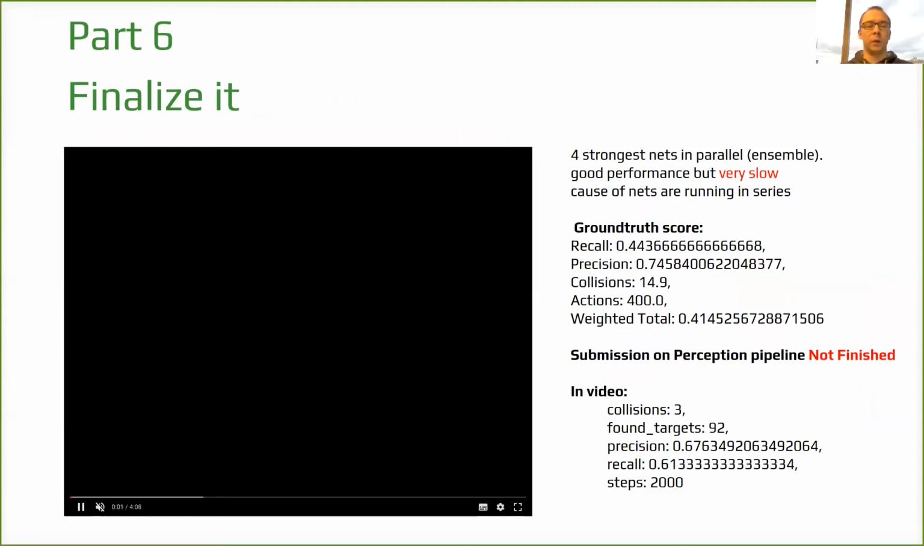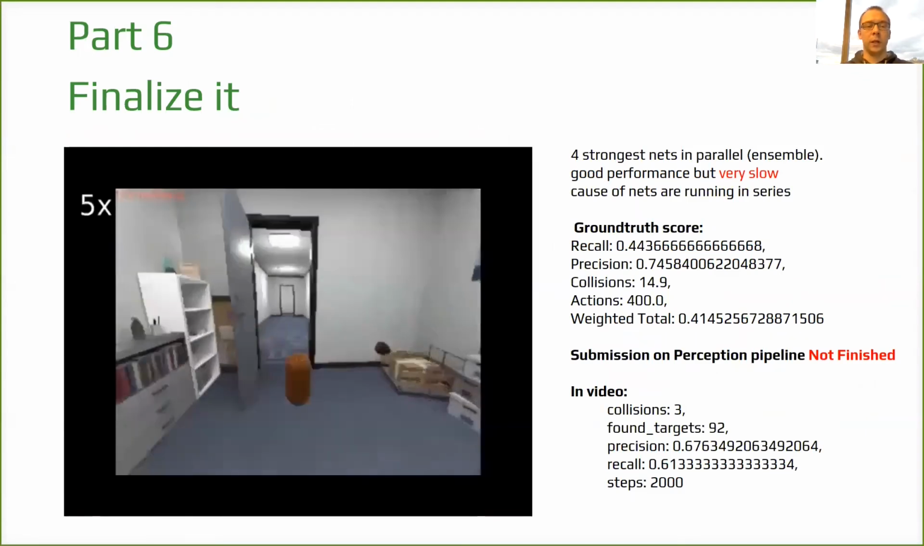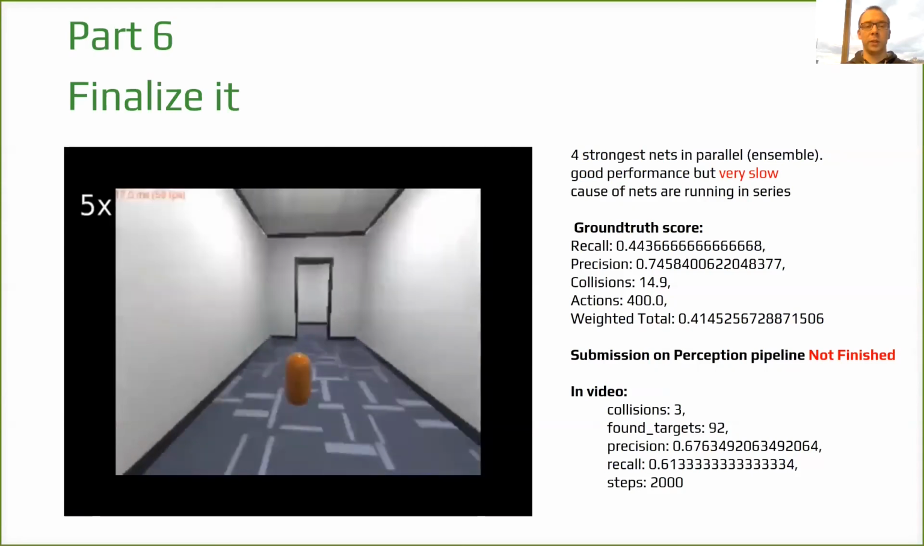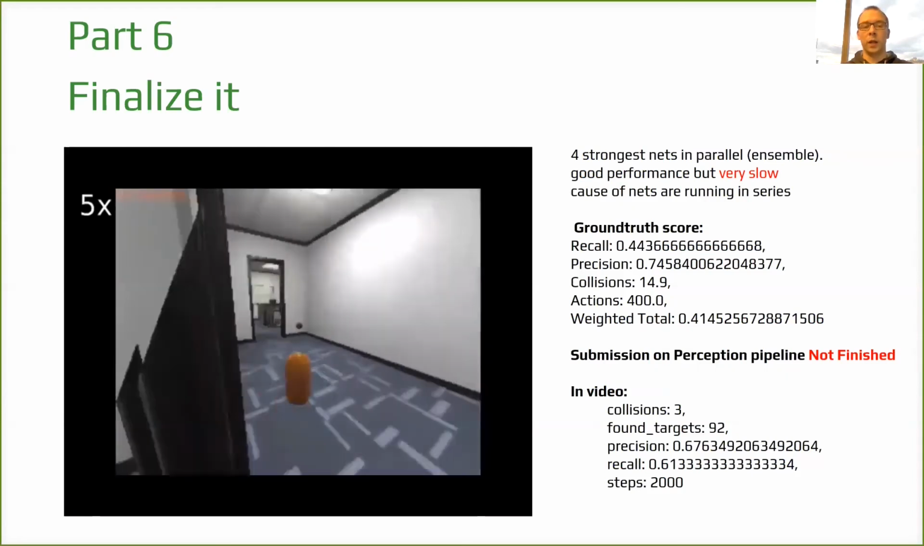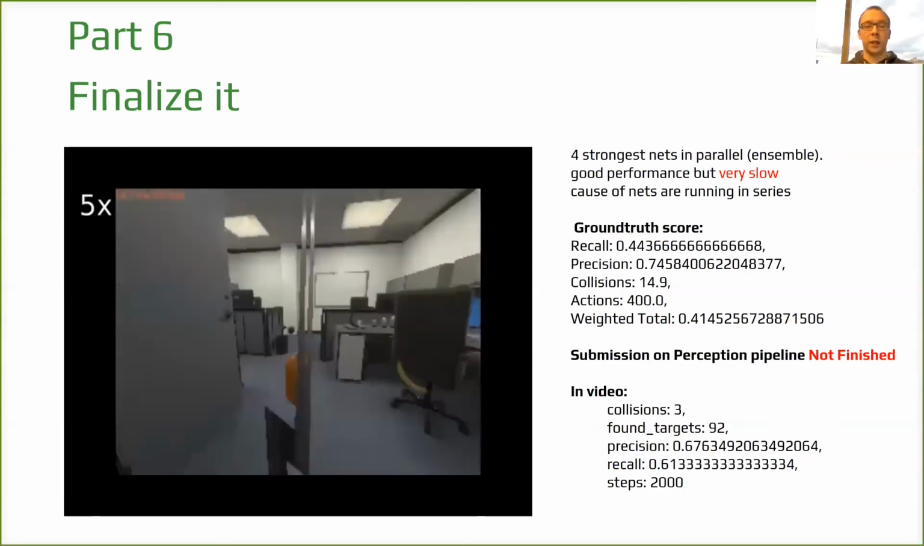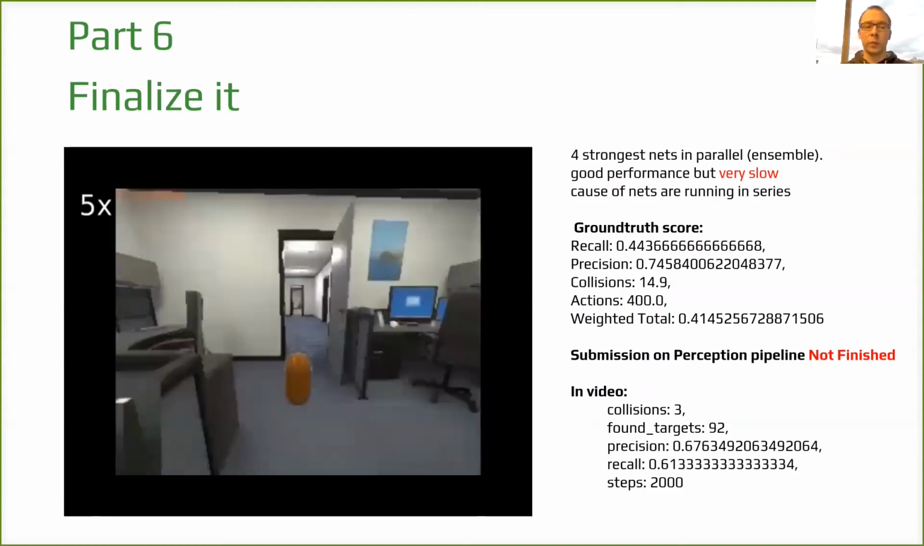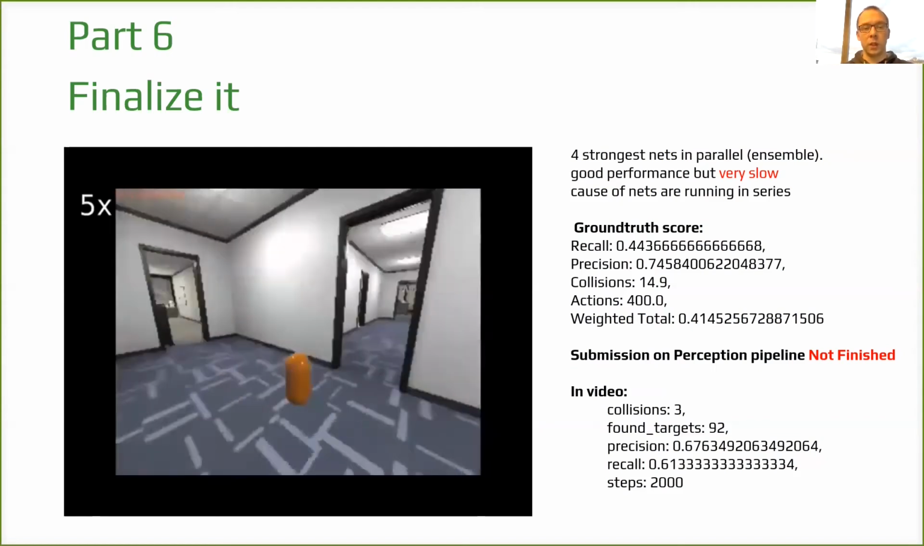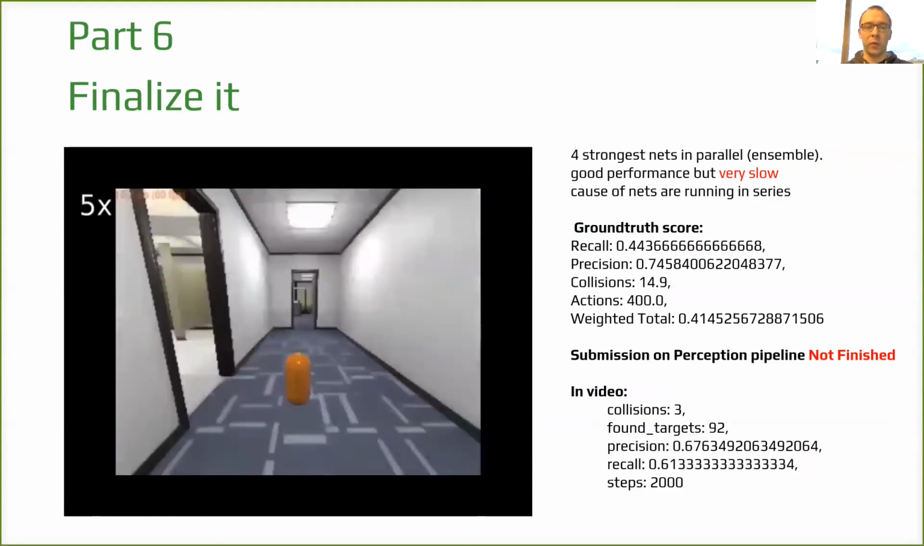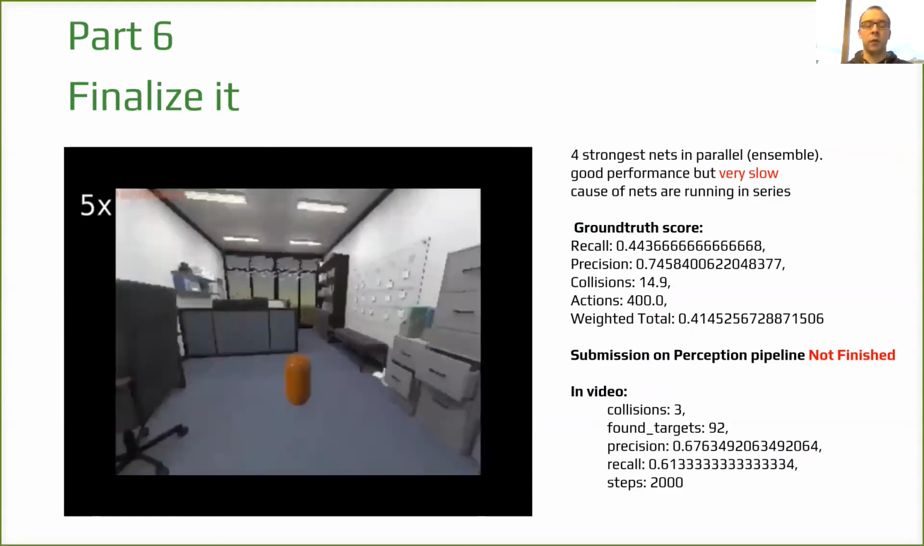And last but not least, as it usually happens in machine learning competitions, we decided to collect our best solutions together and assemble them in one model. Our solution took first place in the ground truth competition, but in the perception pipeline, we got stuck with running status in evaluating.